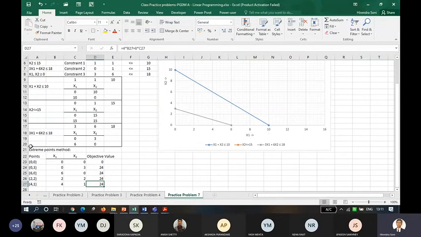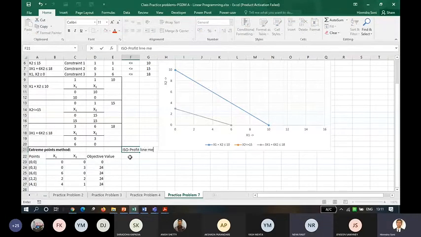Okay, is it clear so far? Yes, sir. Okay, let us look at using the isoprofit line method. Sir, could you just explain once again? Can you please explain multiple optimal solutions?